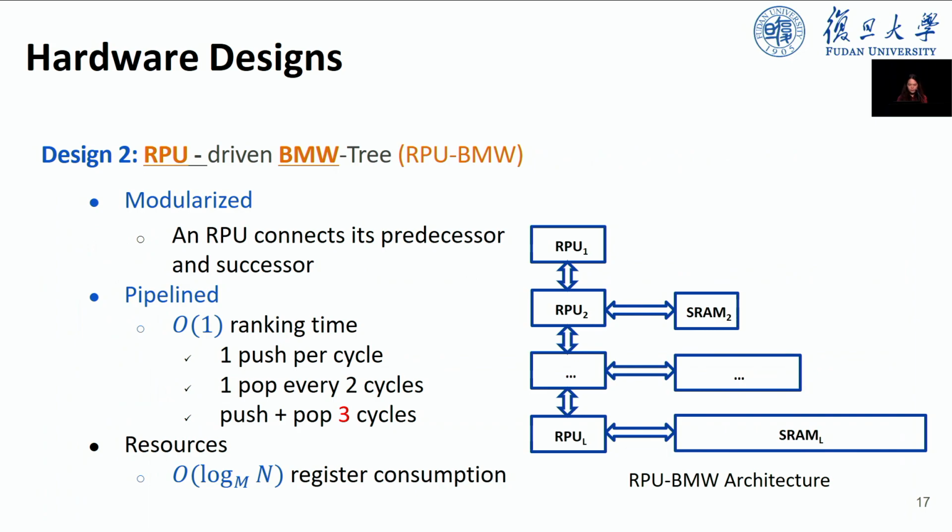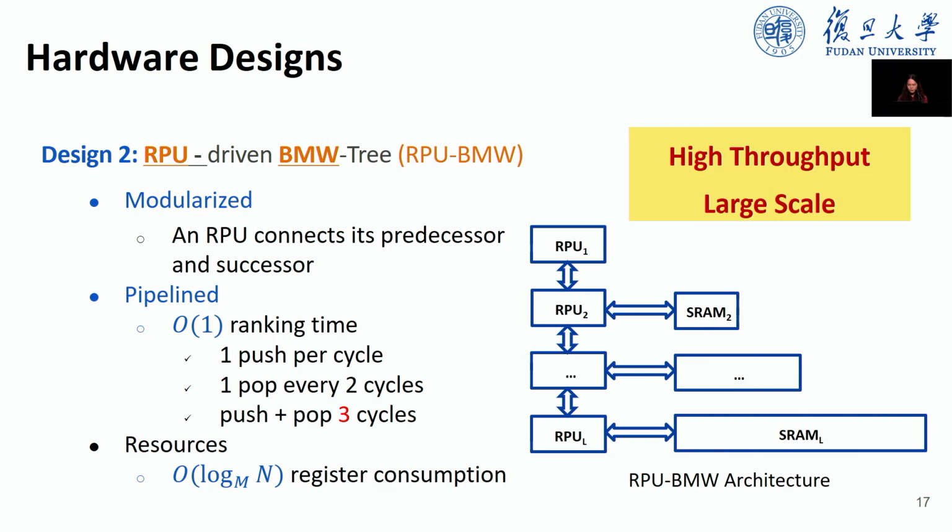RPU BMW is also modularized, and RPU only connects its predecessor and successor. With the pipeline, RPU BMW can deal with the consecutive push and pop operations every 3 cycles. As the capacity of RPU BMW grows exponentially with the level, only a few RPUs are needed for large scale. So this design achieves the high throughput and the large scale.